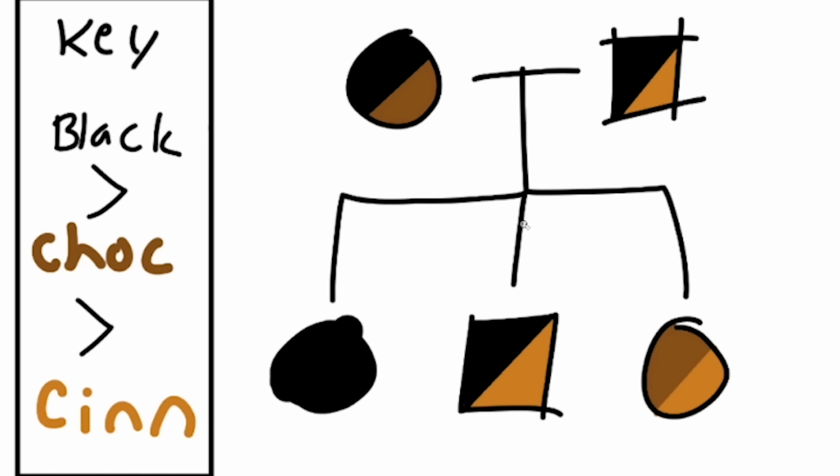I just did that in like 3 seconds, and we can immediately see, because we have this key here to know how to read it, this kid's just black, this kid is also black, and then this kid is chocolate. And I didn't need letters at all. Just very visual, very clear, very easy to keep track of.